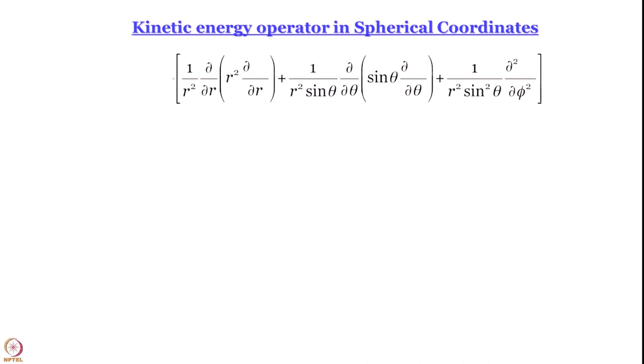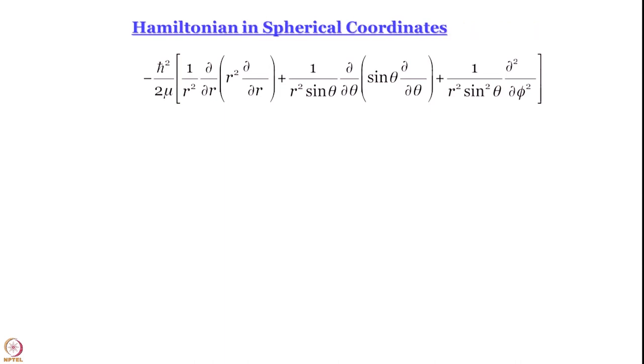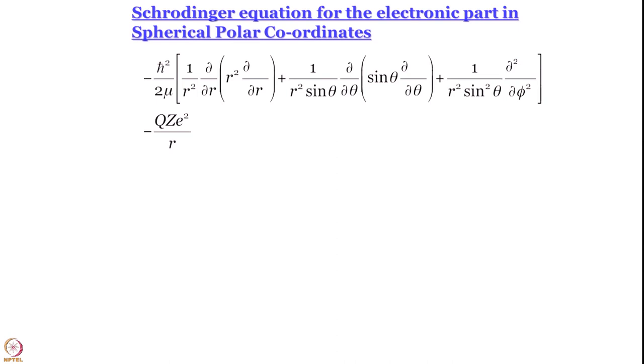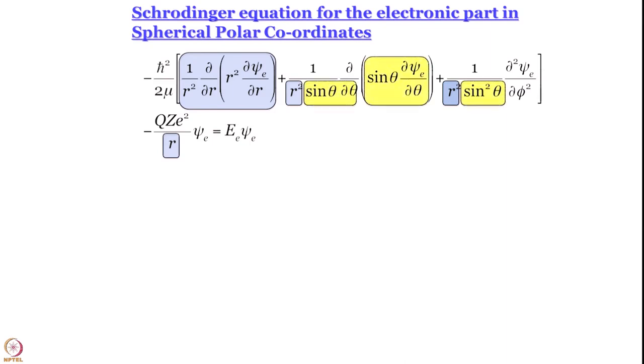So, anyway, axiomatically we take the kinetic energy operator in spherical coordinates, well, this is the Laplacian, multiply it by minus ħ² by 2μ, and to get the Hamiltonian we add minus Ze² by r. To get the Schrodinger equation for the electronic part in spherical polar coordinates, we make this Hamiltonian in spherical polar coordinates operate on ψe to give us E times ψ. Now, all this is in r, all this is in θ, all this is in φ.